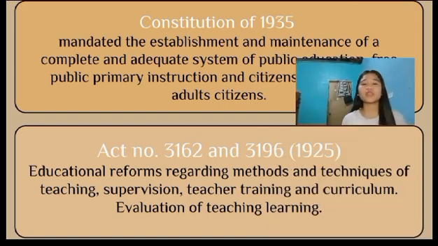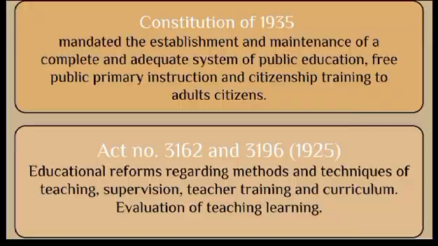Act number 3162 and 3196 in 1925: educational reforms regarding methods and techniques of teaching, supervision, teacher training and curriculum, and evaluation of teaching and learning. This law focused on improving the teaching methods and how teachers and the curriculum were evaluated. For example, they changed how lessons were taught in the schools to make them easier and more effective.